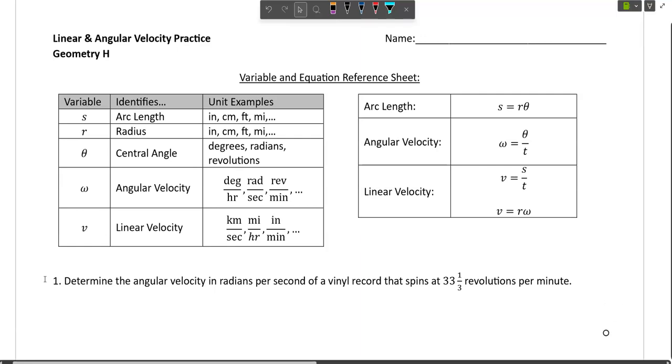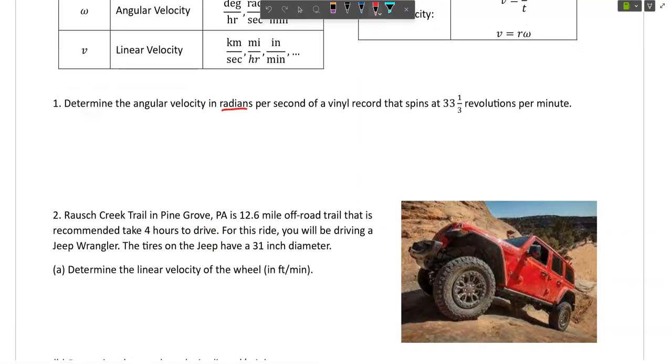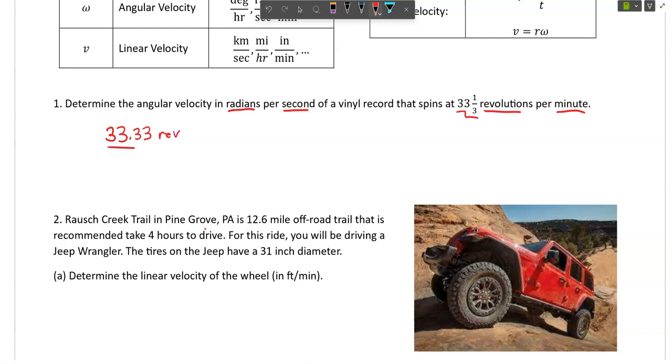So starting with number one, it is very straightforward. We want to find the angular velocity in radians per second of a vinyl record that spins at 33 and 1/3 revolutions per minute. So this is just going to be a unit conversion question. We'll just say 33 revolutions per minute. So we want to convert the revolution into radians and the minutes into seconds. So we're going to do two different multiplications to change that.